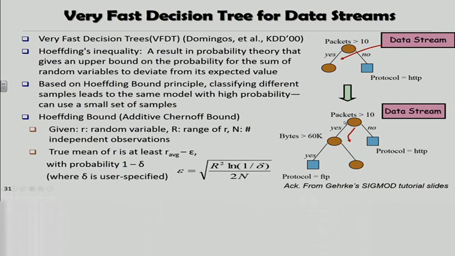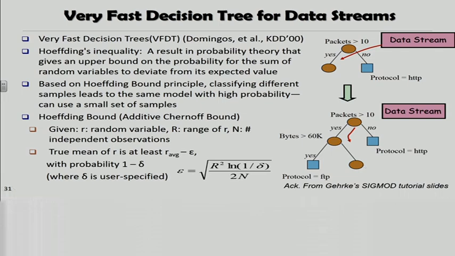There are some more things. Okay. Like a packet size greater than 10. If it's not greater than 10, it is HTTP protocol. But this yes becomes a splitting factor. That means you have to look at another factor. Another factor is whether bytes is greater than 60K. If it's greater, it's FTP. If it's not greater, it's another one. So your decision tree actually starts growing.